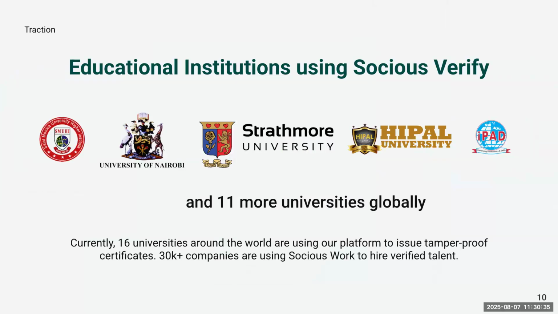So all the students who graduate from these universities get their diplomas and transcripts through Hyperledger Identus. And with their trusted, authentic information, we can match them to different jobs. And now from the hiring side, 30,000 companies are using Socious's work to hire verified talent.